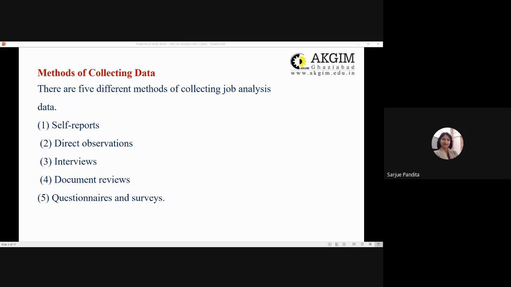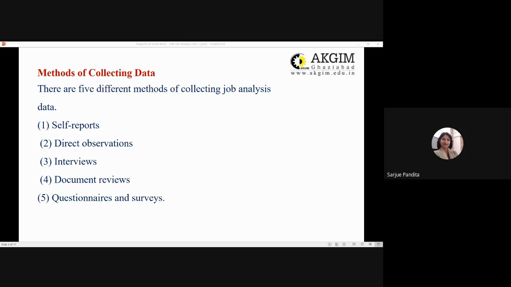The second is the commercially available questionnaire. These are the alternative to a custom designed job analysis questionnaire, developed by job analysis experts and commercially available. So these are already available in the market. An organization can purchase or get access to these commercially available questionnaires, and sometimes they might get a customized commercially available questionnaire.